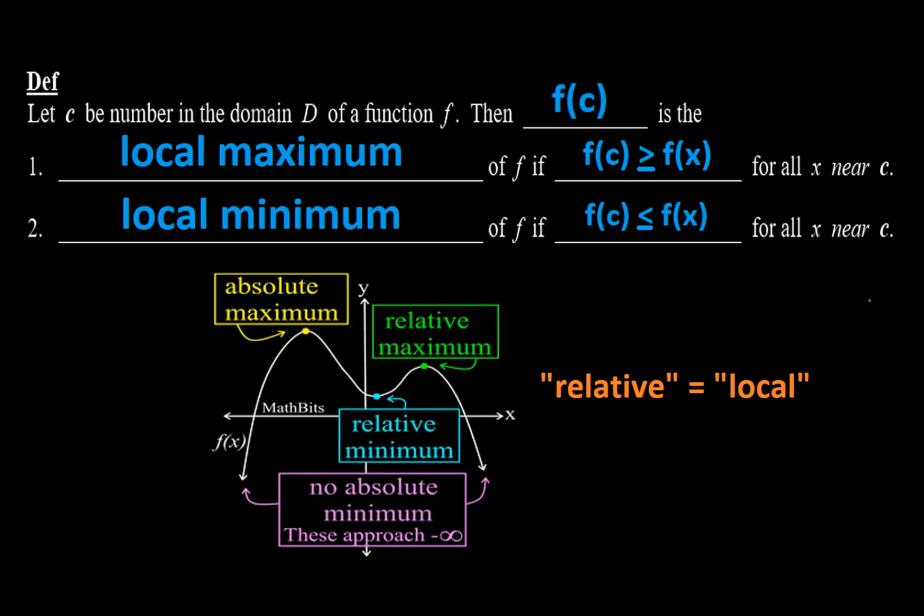So here, if I have an absolute maximum, right, this would be a relative or local maximum. And then this would be a local or relative minimum, because there's no absolute minimum, because this function here goes down, down, down forever. So there's a difference between an absolute extrema and a local or relative extrema.